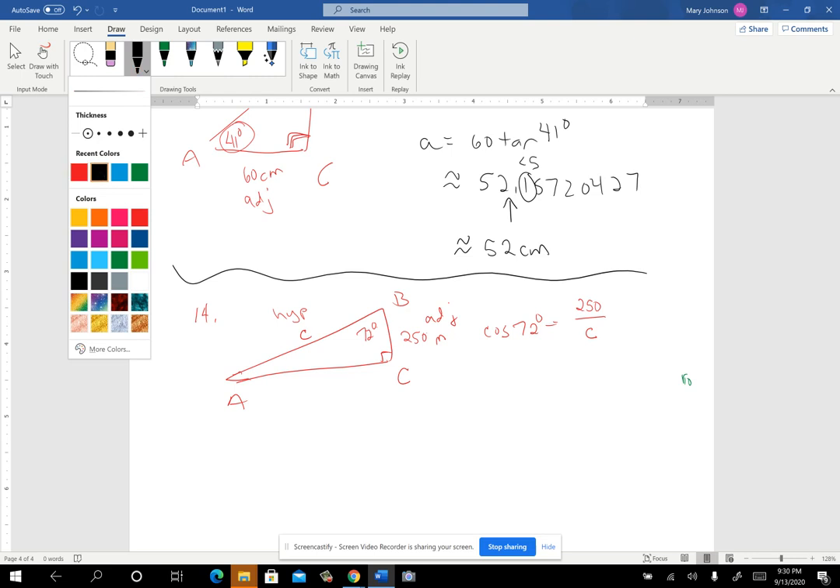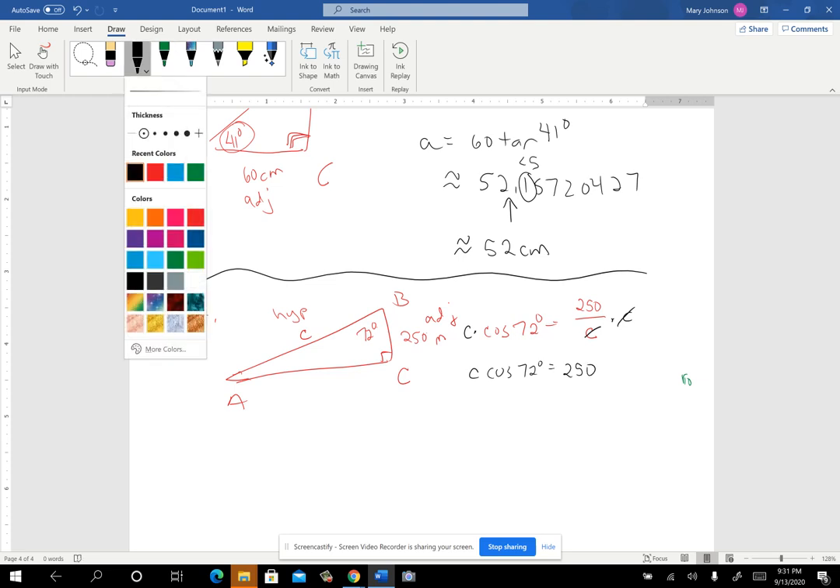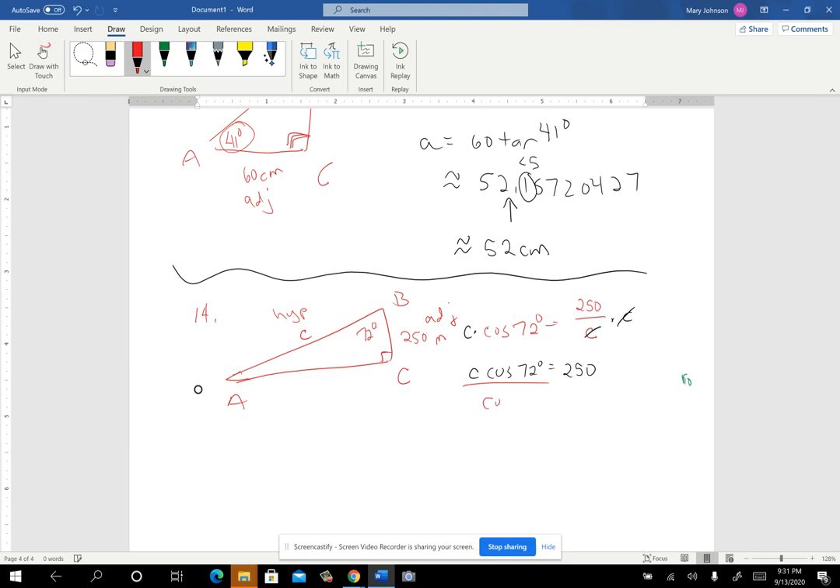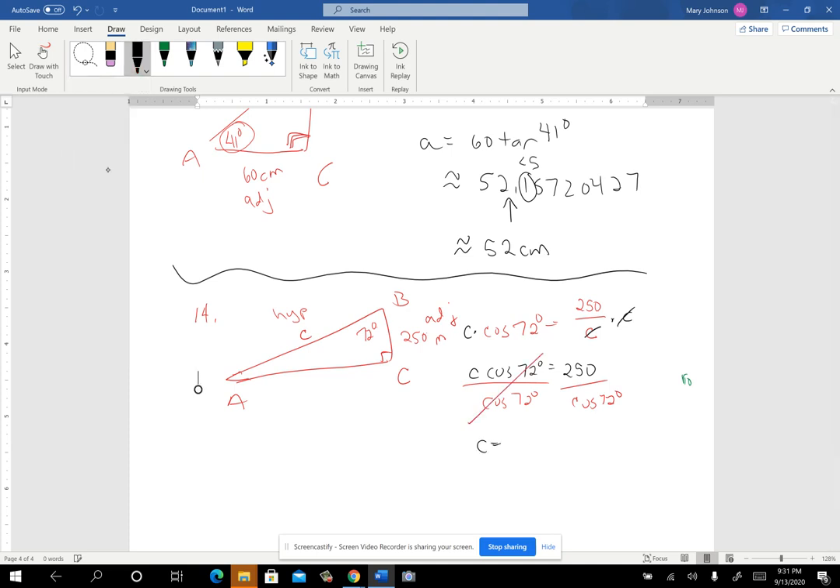All right, now we're going to do our algebra skills. We're going to multiply by C on both sides. So we get to here where we have C cosine 72 equals 250. And then we need to divide both sides by cosine of 72. Okay, and so we wind up with C equaling, when you enter this on your calculator, 250 divided by cosine 72 degrees. Make sure you're in degree mode.